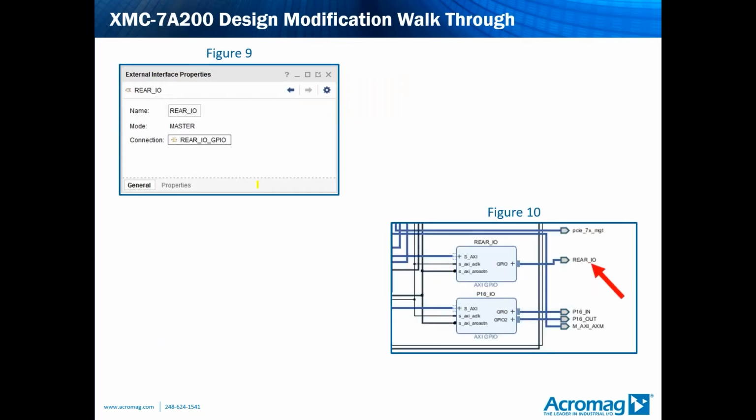So we're going to change the name from rear in to rear IO as shown right over here. Now, the block diagram should look like figure 10 with a single GPIO port named rear IO on the rear IO block right over here. We're going to save the modifications to the block diagram. You can do that by doing either Control S or selecting Save Block Diagram from the File menu.